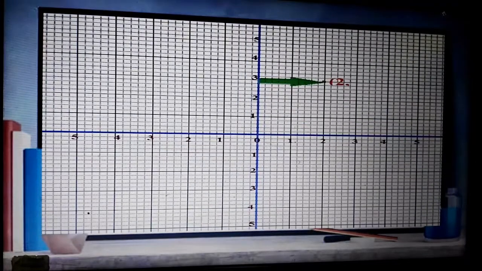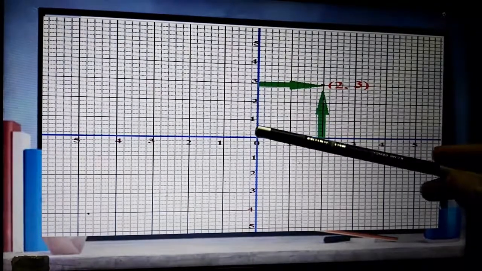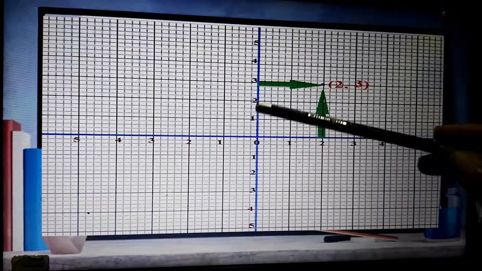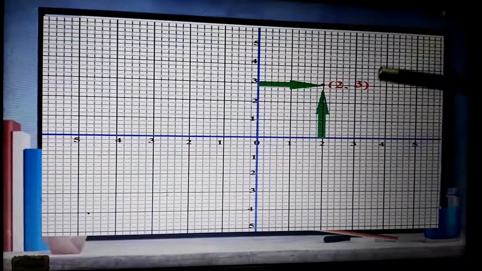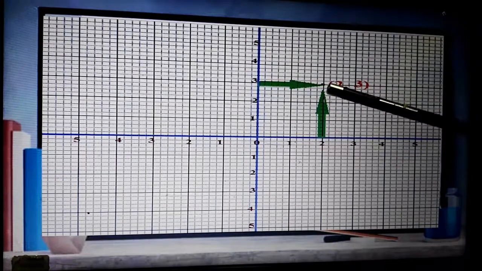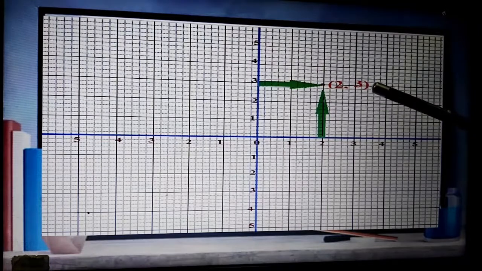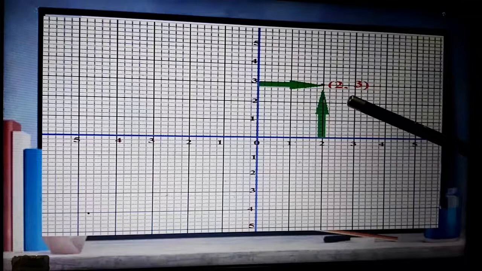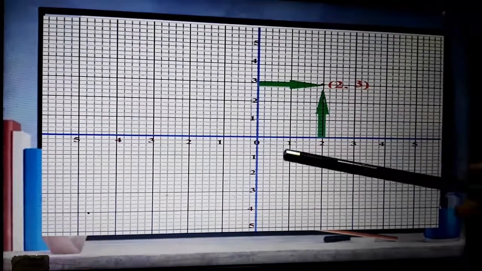Now on the y-axis, on the vertical line, here are 3 units. So how will we locate the position of this point on the Cartesian plane? By saying that it has coordinates 2 and 3. So 2, 3 actually determines the position of this point on the Cartesian plane.